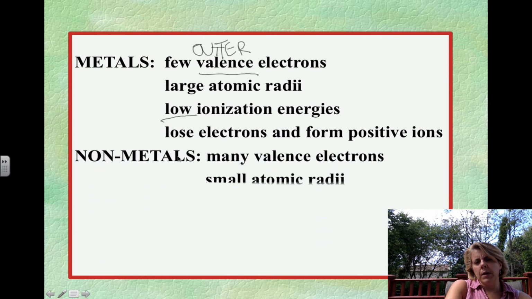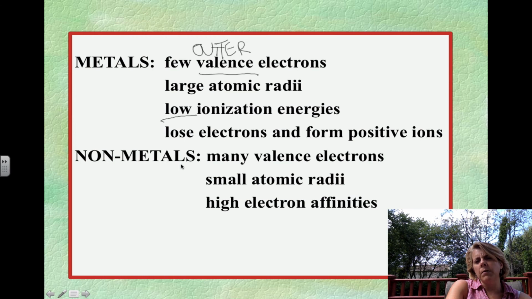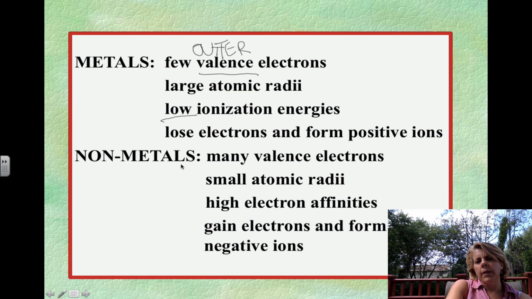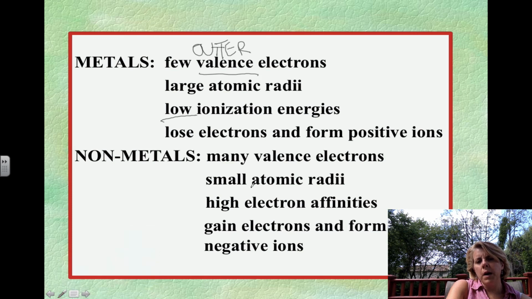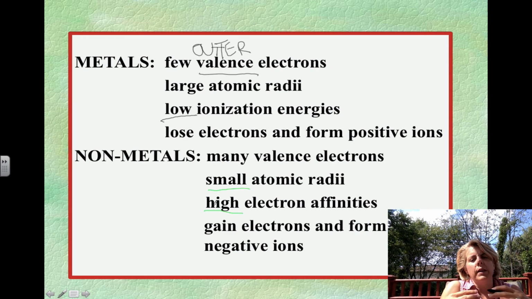For nonmetals, notice that they have a greater amount of outer electrons. They also have a small atomic radius. Remember, they have a greater positive charge, and that greater positive charge attracts the electrons more tightly. They have high electron affinities. They are stable when they accept their electrons because they want more electrons. And they typically form anions or negative ions.